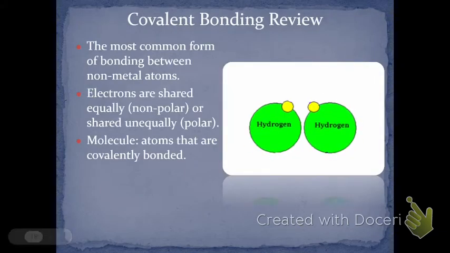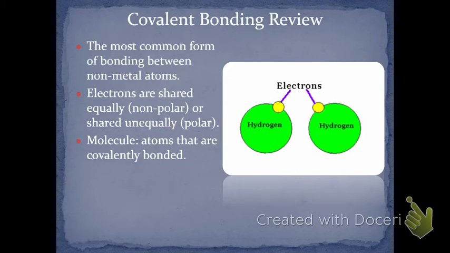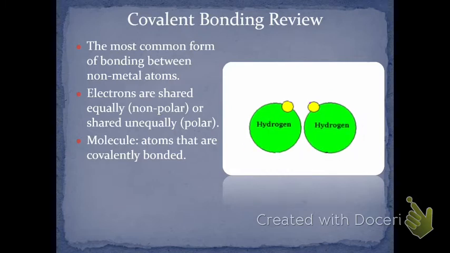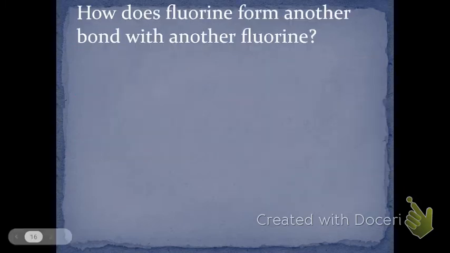I just want you to remember that covalent bonding is the sharing of electrons. Whether it's equal, it's nonpolar, or unequal, it's polar, they're being shared nonetheless. So one example would be fluorine. Fluorine is F2. It's what we call a diatomic molecule, and we'll talk about that later.